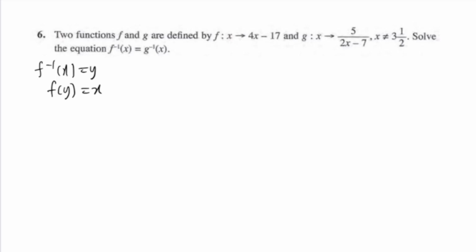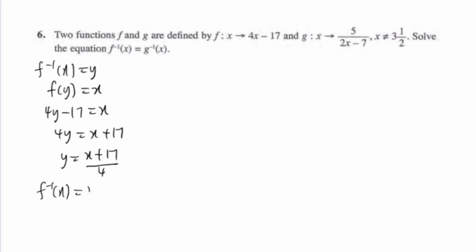I let whatever I'm finding become y, and I switch the position of x and y. Then we write 4y minus 17 equals x. 4y is x plus 17. y is x plus 17 over 4, and my y is my f inverse, which is x plus 17 over 4.